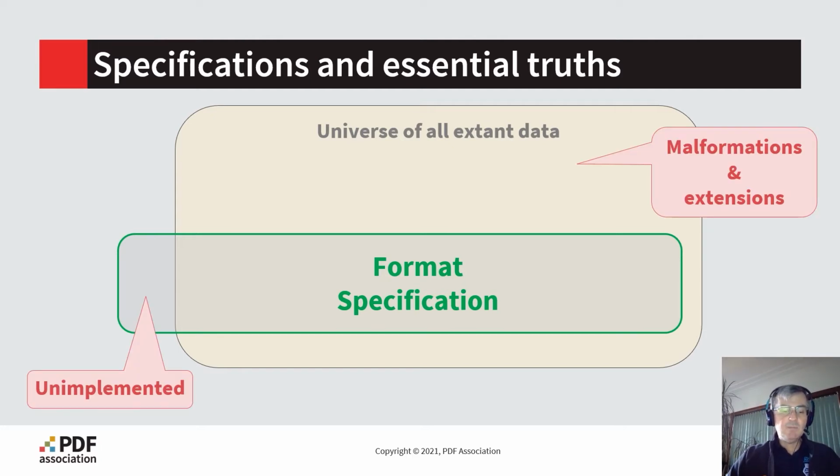We have the unimplemented or possibly unimplementable portions of specs where no extant data exists. These areas, once identified, are ripe for removal from a spec. And the malformation and extensions area, for which the formal format specification has no definition, but creators have intentionally or unintentionally created data and potentially a de facto specification.